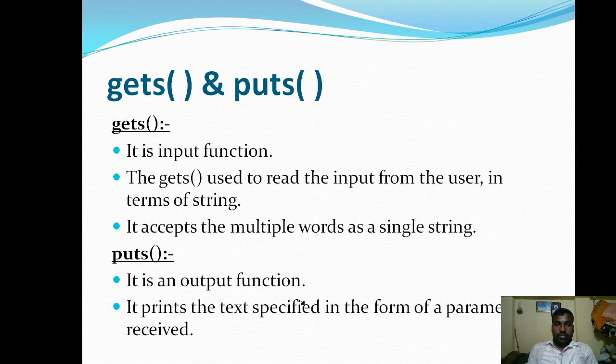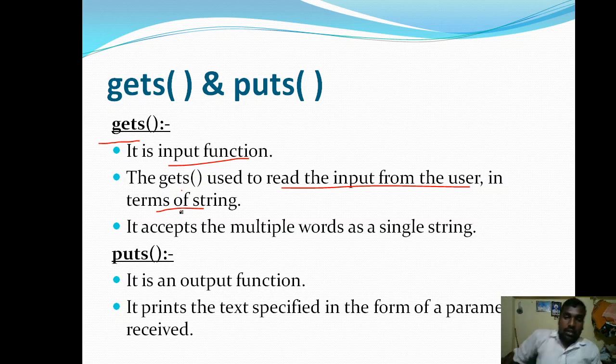Here now we are trying to learn what the gets and puts functions are. So it's time to learn about gets and puts functions. Let us discuss gets. Gets is an input function to read strings from the user. The gets function is used to read the input from the user in terms of strings. Whatever input is given by the user can be treated as a string.